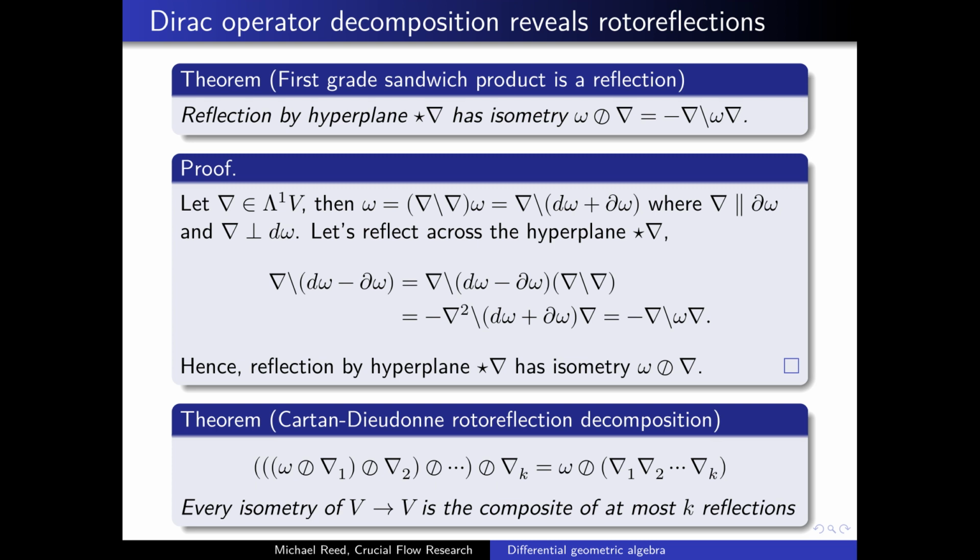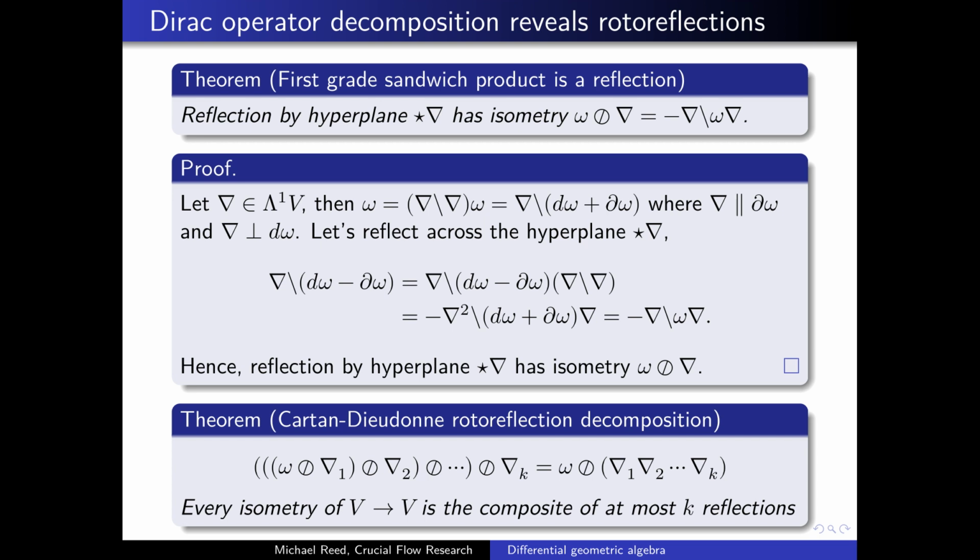Well, this is the same formula which generalizes, and using that formula, we can express the Cartan-Dieudonne rotoreflection decomposition, which is a theorem that has been discussed in the literature of geometric algebra and in various other places before. If we have this foundation of differential geometric algebra, and we take this theorem, which I just proved for the reflection by a hyperplane, resulting in the grade 1 sandwich product formula, that can be composed in several layers so that every isometry from the vector space V to itself is the composite of at most k reflections.